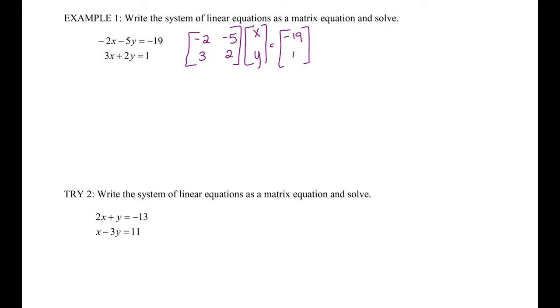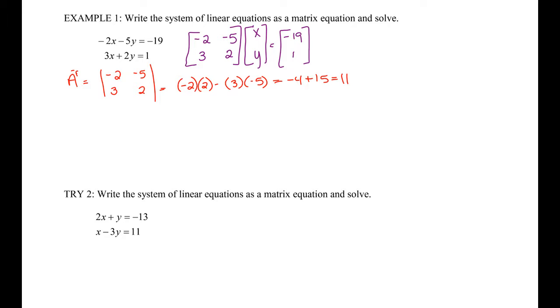So our first step is going to be to find the inverse of A, which means I need to start by finding the determinant. So I have -2 times 2 minus 3 times -5. So I get -4 plus 15, which gives us 11.